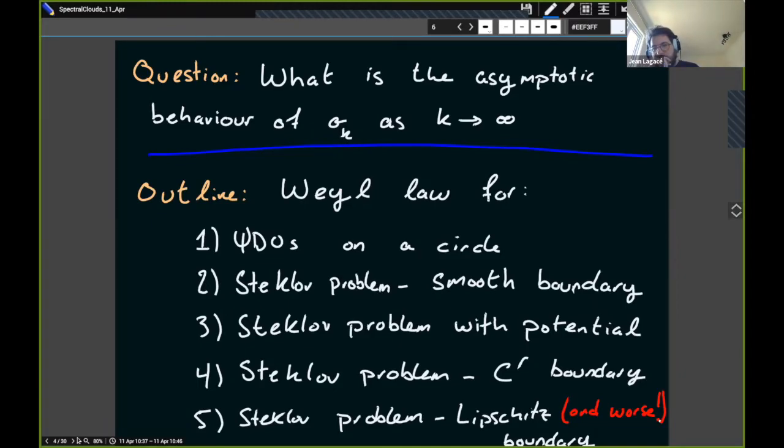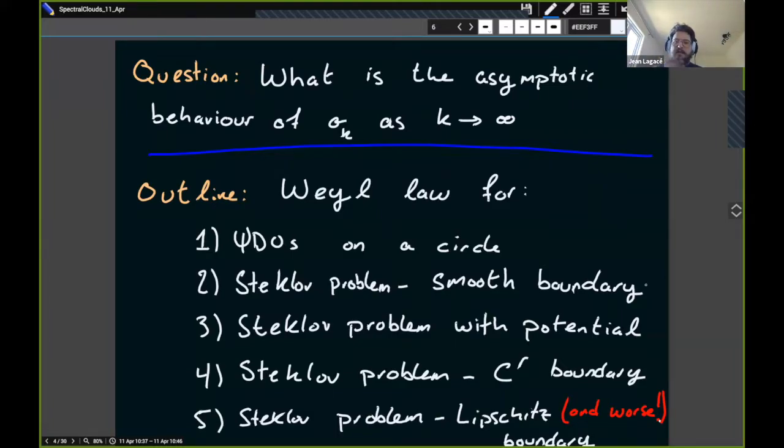So the outline today: we will speak about Weyl laws for, first of all, pseudo-differential operators on a circle, following results from the late 70s by Grigory Rozenblum. We'll talk about the Steklov problem in the case where we have smooth boundary, which in that same paper was done when the surface is simply connected, but was also investigated a bit less than 10 years ago by Alexandre Girouard, Leonid Parnovski, Iosif Polterovich, and David Sher in the case of any surface.